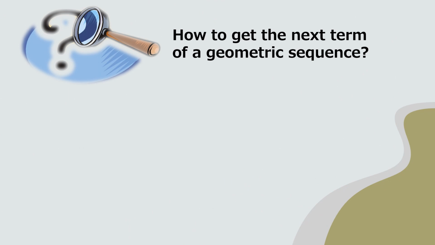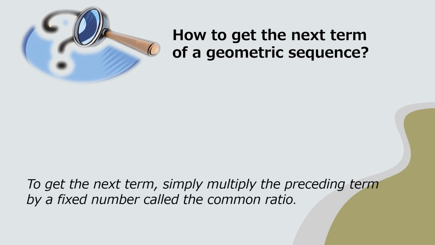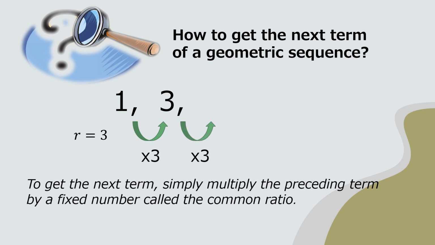How to get the next term of a geometric sequence? To get the next term, simply multiply the preceding term by a fixed number called the common ratio. So we have 1, and if the common ratio is 3, 1 times 3 we have 3. So 3 times 3, we have 9. And then we have 9 times 3, we have 27.